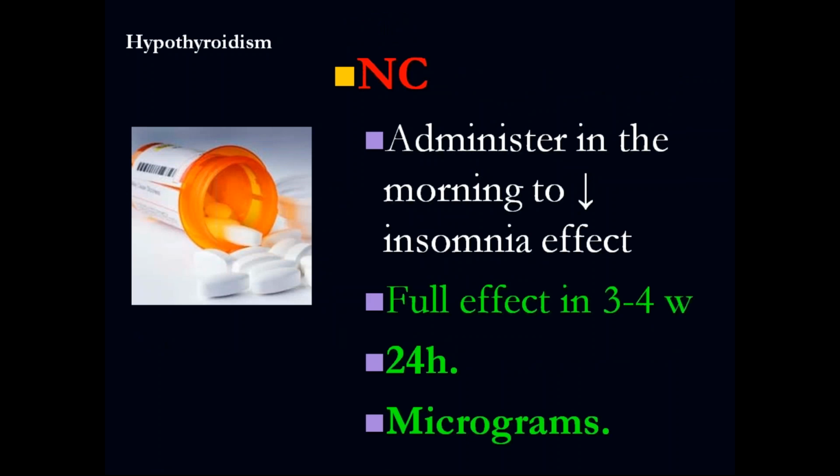So, nursing considerations. Please remember this: the full effect is going to take about 3 to 4 weeks. We are talking about hypothyroidism. Okay, 3 to 4 weeks. For 24 hours, what does it mean? That the medication is taken once a day. And a very important nursing consideration, especially for NCLEX, is that the dose of these medications for hypothyroidism is measured in micrograms.